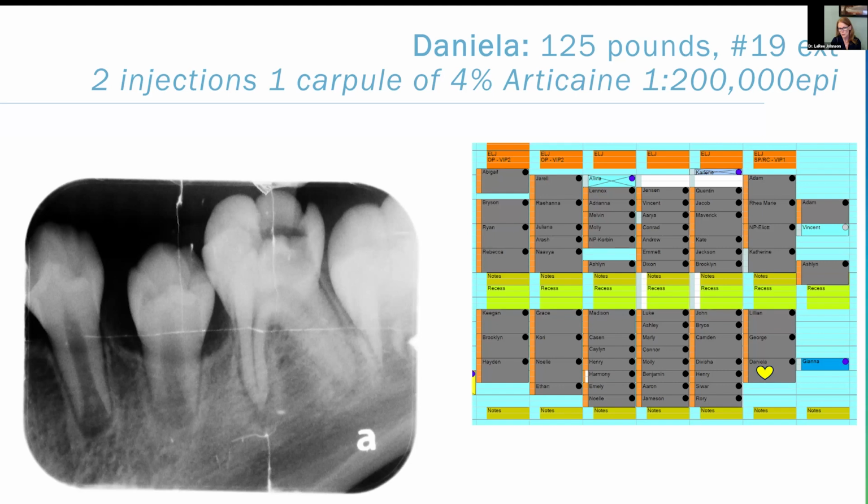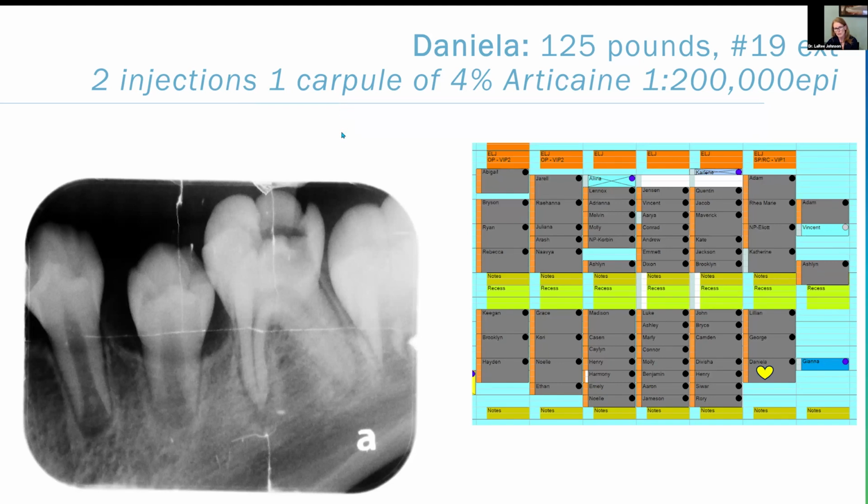And I was actually in the OR the next morning and offered to see her there because she had just not slept, not ate, not did anything. And this child was like, no, take care of my tooth. Let's take this thing out. So what we were able to do is 2 injections. We did 1 full carpule.